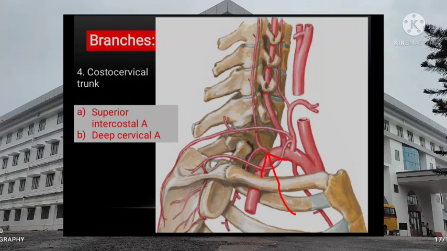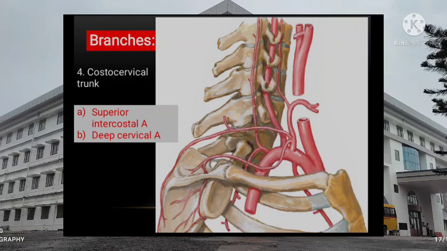Next, the costocervical trunk. It arises from the back of the first part of the subclavian artery on the left side or the second part of the same artery on the right side. The artery arches backwards above the cervical pleura and, on reaching the neck of the first rib, divides into the deep cervical and superior intercostal arteries.